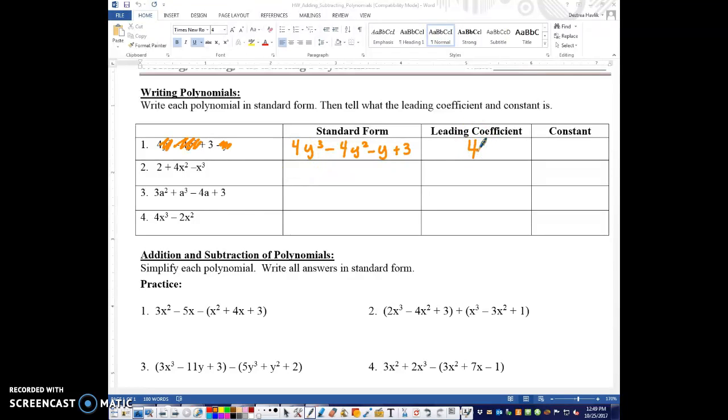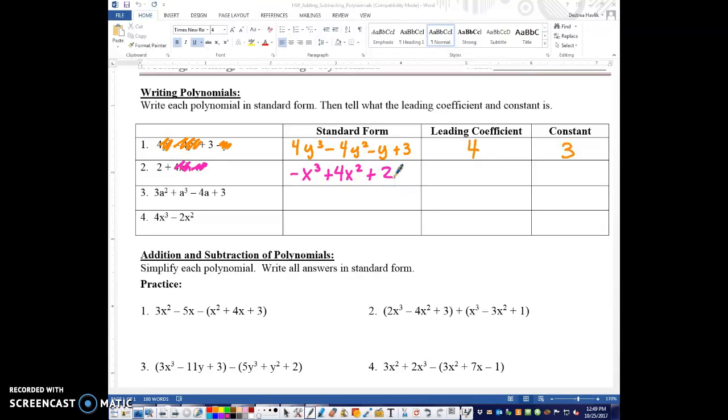And the constant, remember we went over this in vocabulary, it's the term without a variable. Which one is that? The 3. Okay. So now let's write this one in standard form. Highest exponent first. What's going to go first? Negative x to the third. What goes next? 4x squared. And then we have that plus 2.